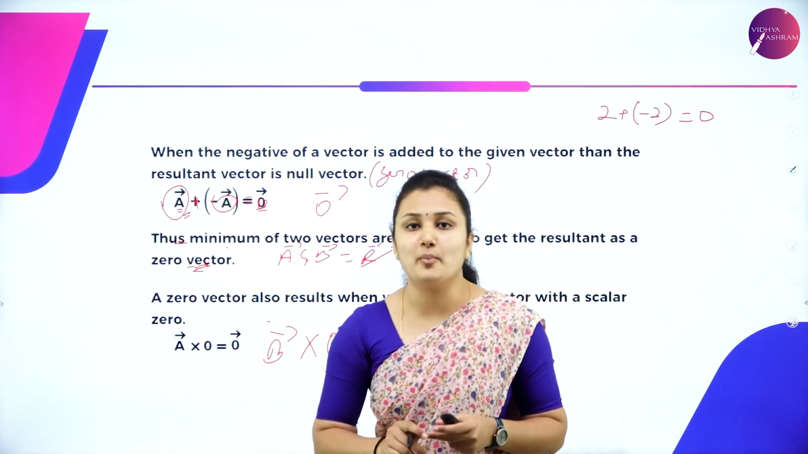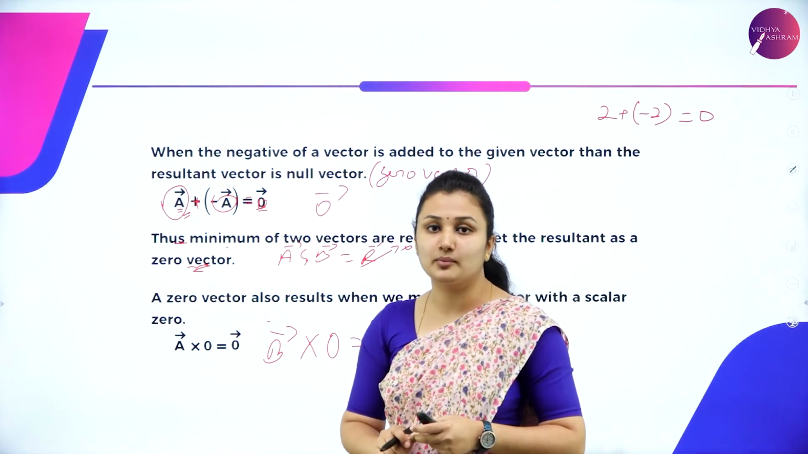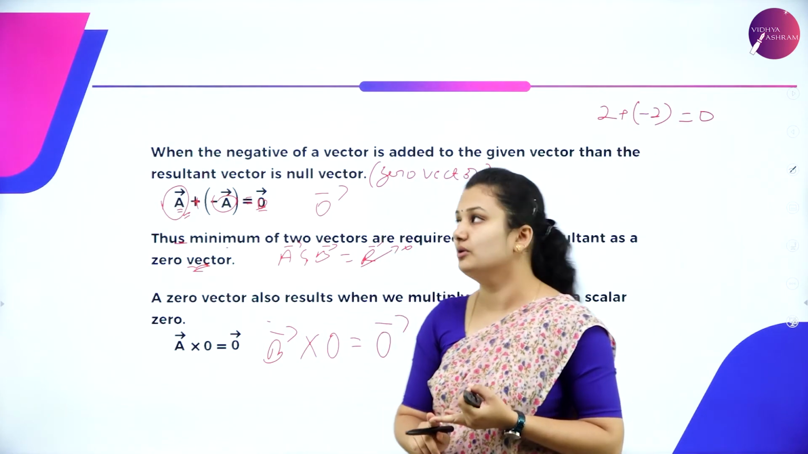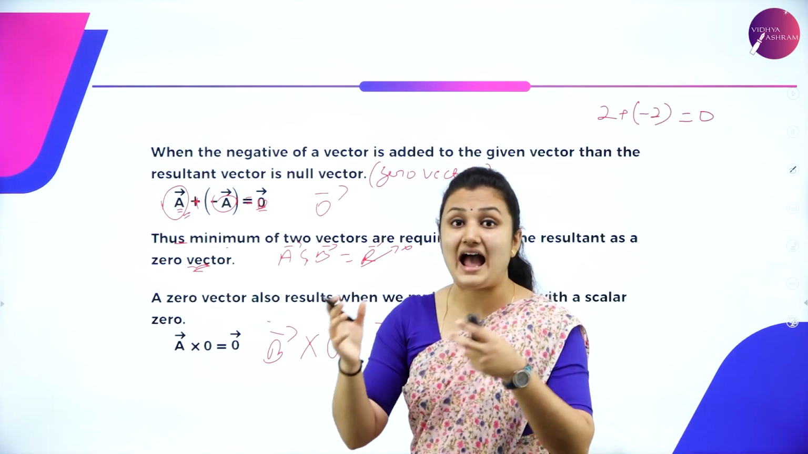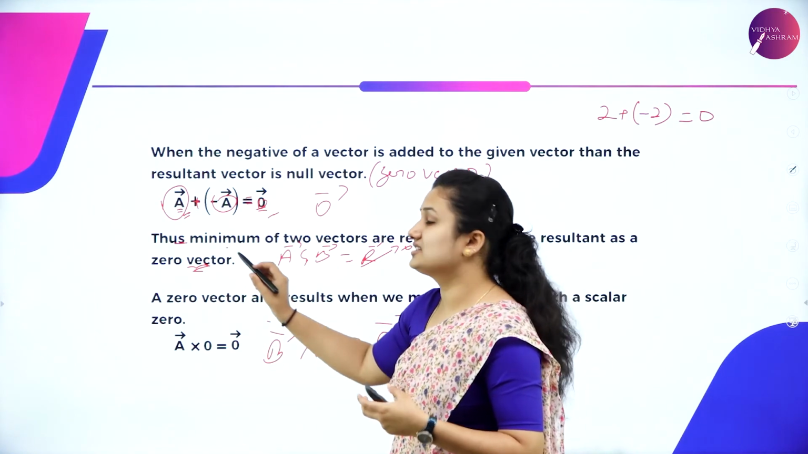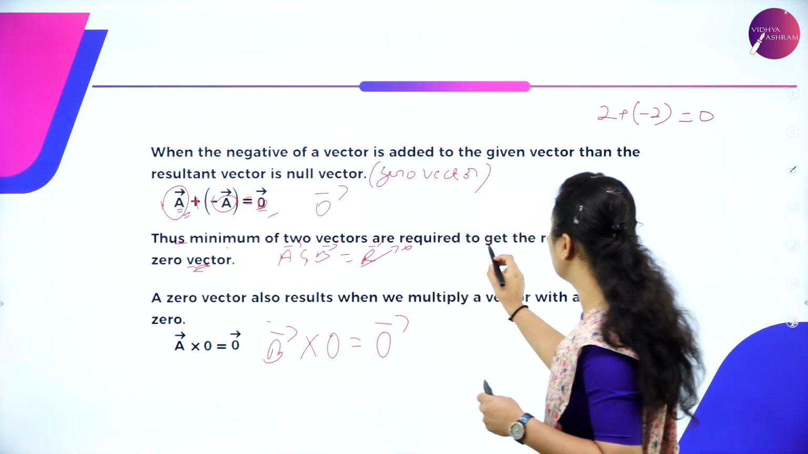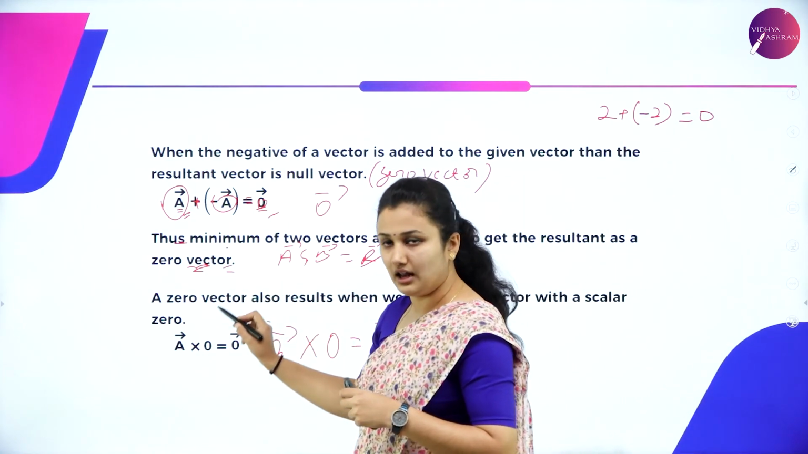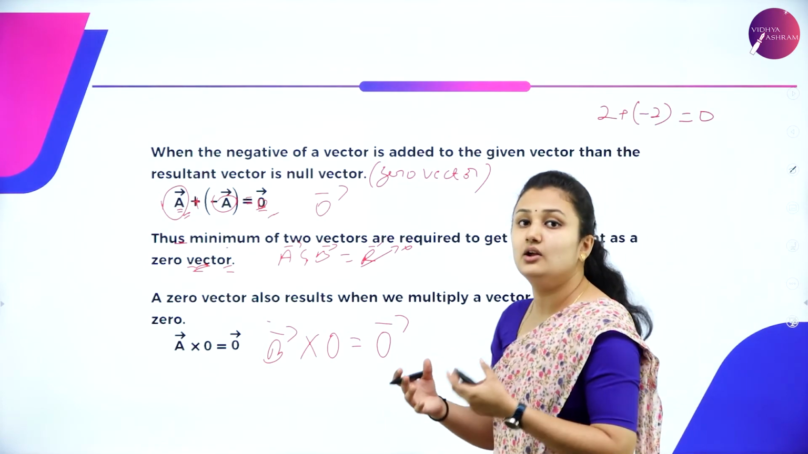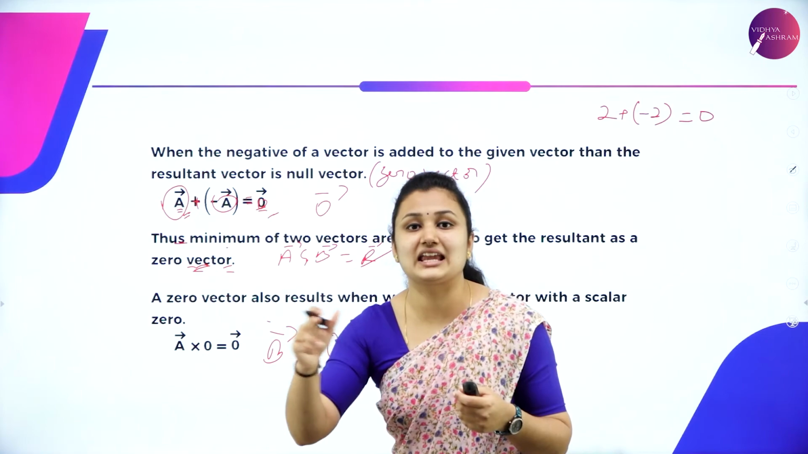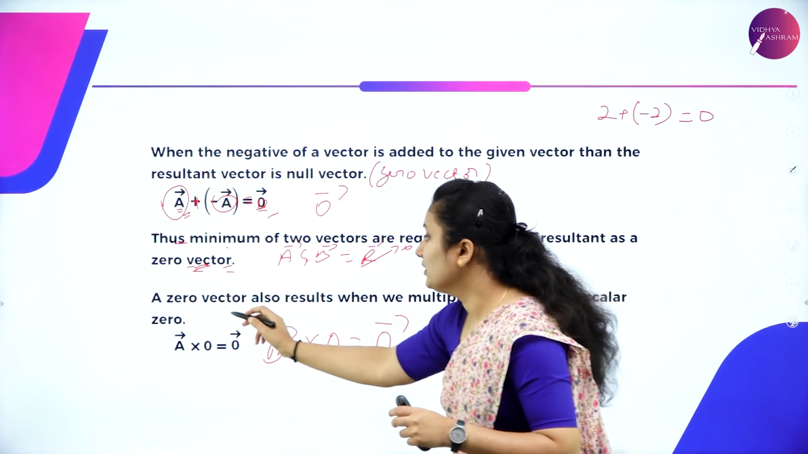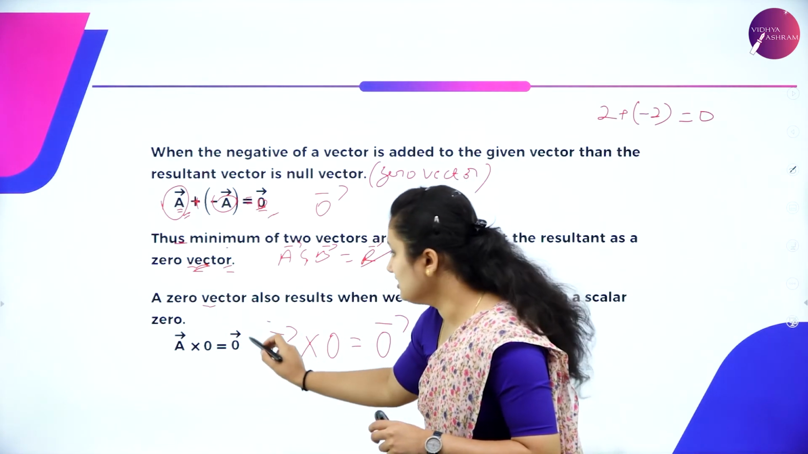So these are the properties of vector addition. Vector addition is commutative. Vector addition is associative. When a negative vector is added to a given vector A, the resultant will be a null vector. Thus, we need at least two vectors to get the resultant as a zero or null vector. We can also get a zero vector when the given vector is multiplied by the scalar 0.